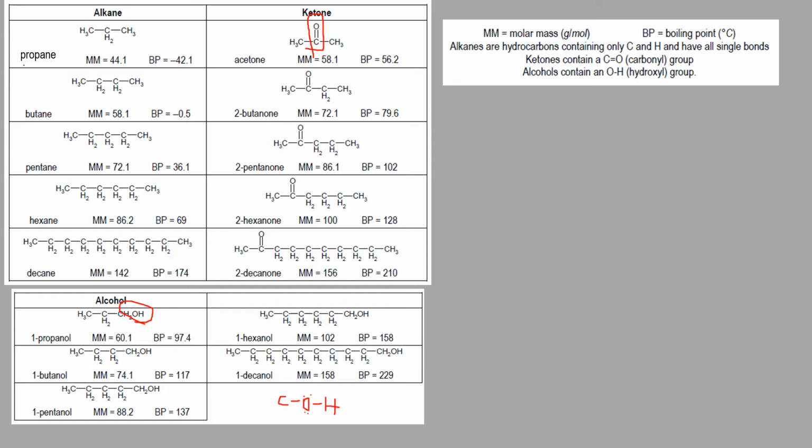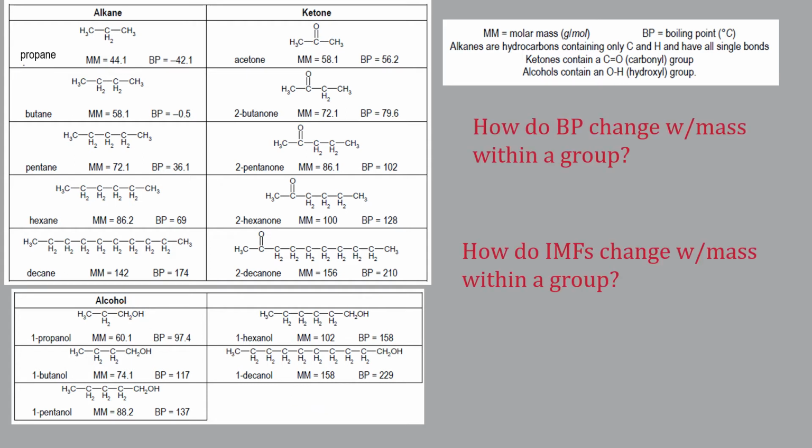And finally, the defining feature of an alkane is that, well, it doesn't actually have a defining feature. It has exclusively carbon-hydrogen bonds, and they're all single bonds. All right, so the next task is I want you to look at each group individually and see how the boiling point changes with mass within a group.